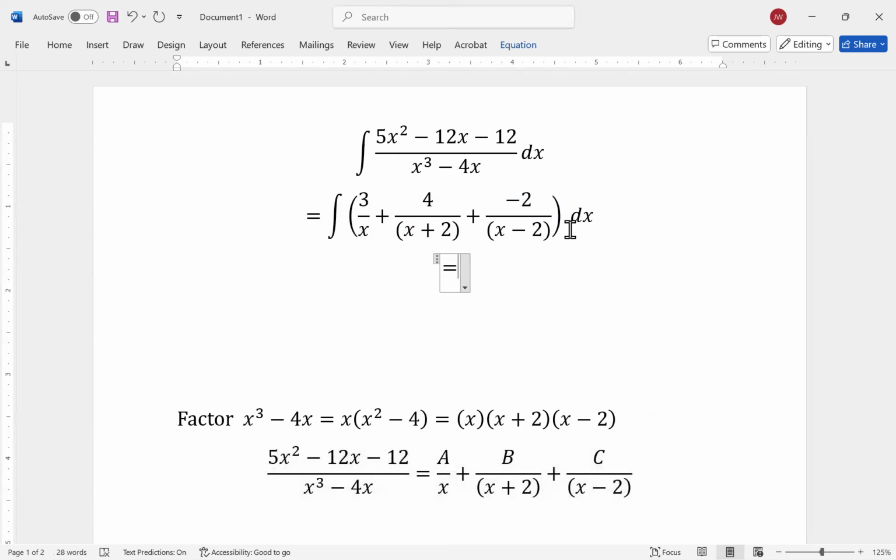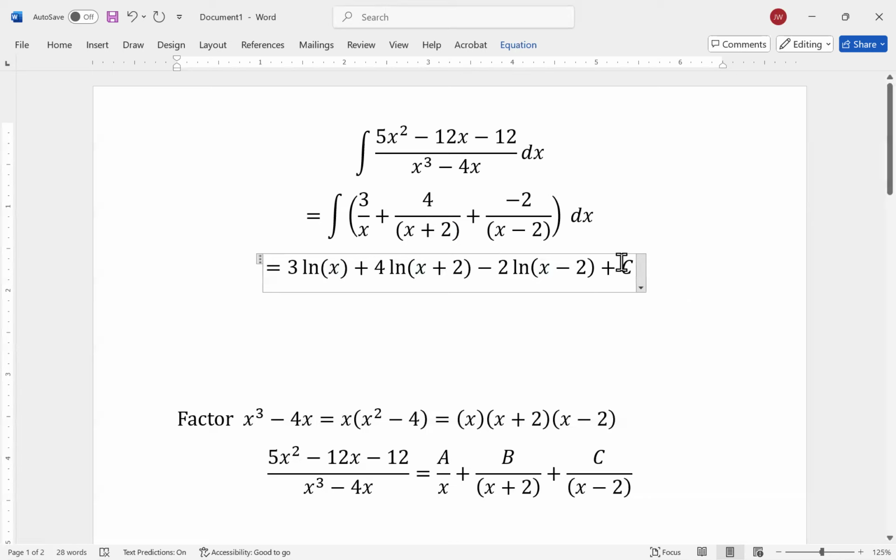Each of these pieces I can integrate very quickly. The first piece is 3 times the natural log of x. Once again, I'm using parentheses instead of absolute values. Then we go 4 times the natural log of x plus 2. Again, I would be dividing by a positive 1, my coefficient of x, but that doesn't do anything. And then minus 2 times the natural log of x minus 2. And then plus any constant that we want.